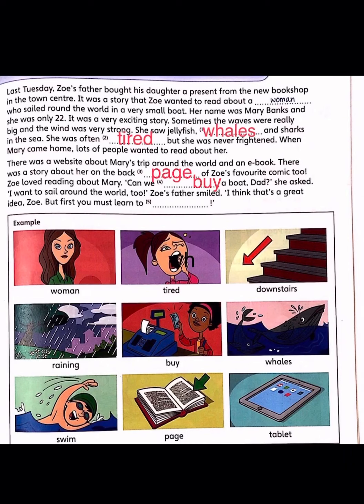So, Zoe loved reading about Mary. Can we an ebook or a boat that? So what can we do with a boat? It's to buy it. So here, Zoe is suggesting to buy a boat to her dad. So the verb is buy. And the last word is, so that's a great idea, Zoe. But first, you must learn to. So when we have learn to, it's followed by a verb. And the only verb that we still have after the verb buy is swim.